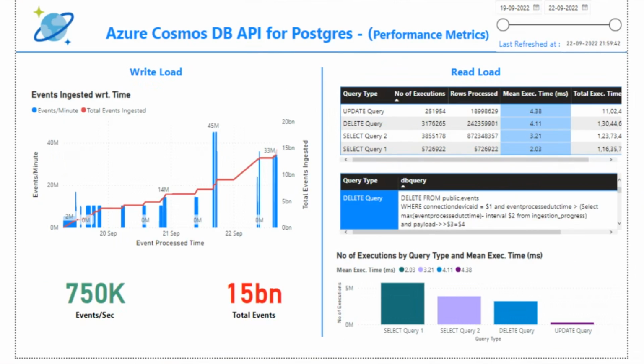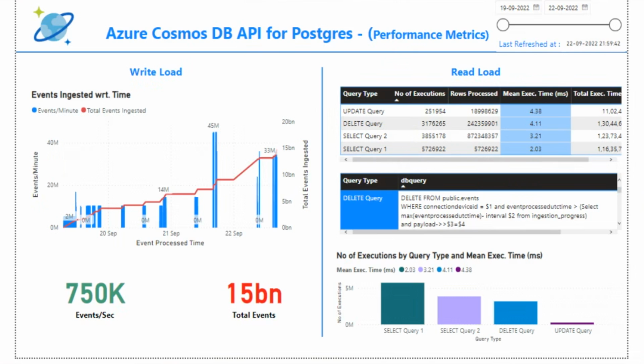In the second dashboard here, you can see we are ingesting at the rate of around 750,000 events per second into a table which has 15 billion events already loaded. The size of the table is roughly 4 terabytes, as I've shown you before. And with the kind of composite primary keys and indexes that it has, and with all of that, we are still able to achieve a very good throughput on Azure Cosmos database for Postgres.